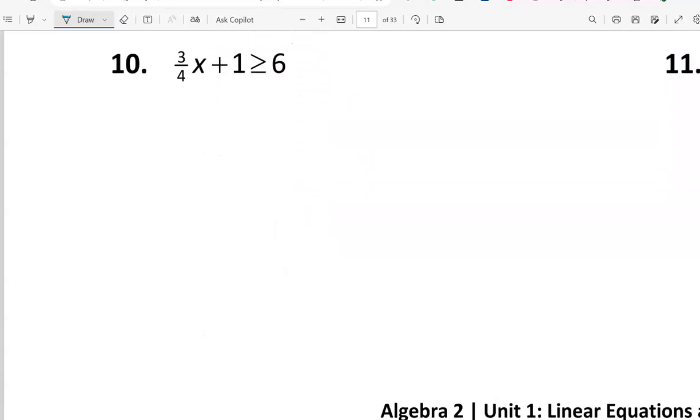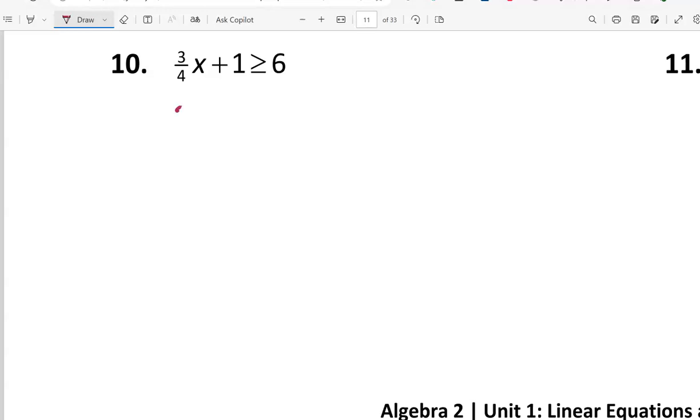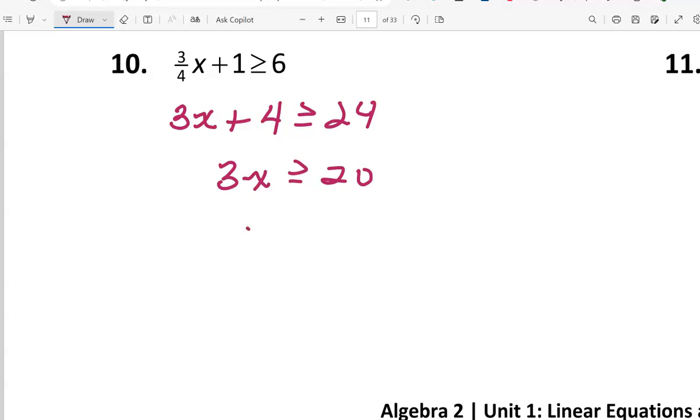All right, in number 10, I'm going to clear the fractions here first by multiplying through by 4. 3/4 times 4 is 3, so 3x plus 1 times 4 is greater than or equal to 6 times 4, which is 24. And subtracting 4 from both sides, 3x is greater than or equal to 20, and dividing by 3, x is greater than or equal to 20/3.